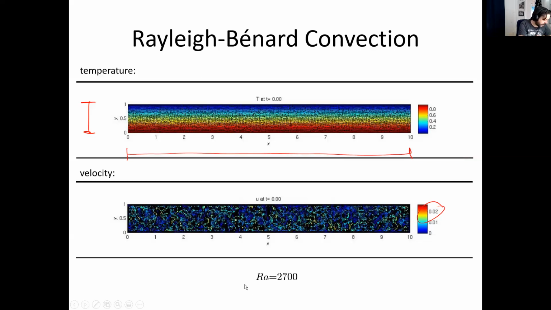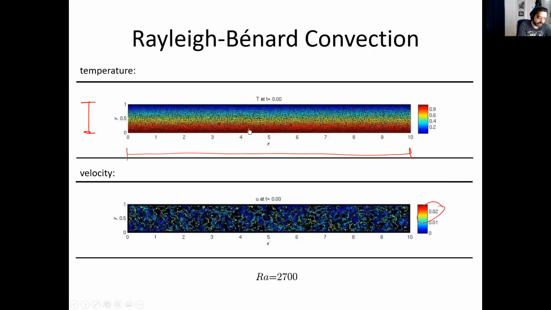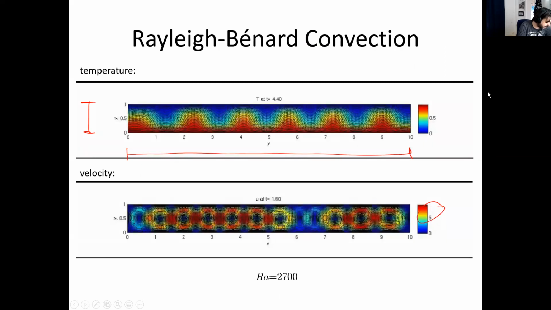So let's see. This is at the Rayleigh number of 2,700. If you go back, 2,700 would be somewhere here. So there is a bit that is unstable. Okay, let's see. Temperature field, velocity field.